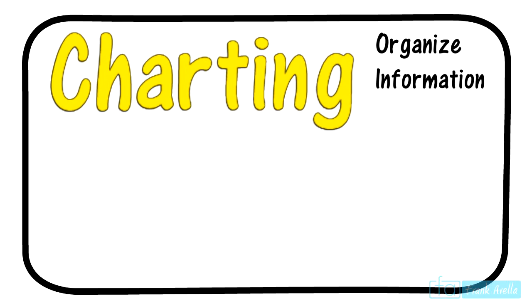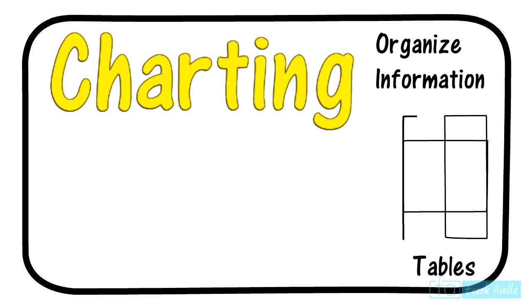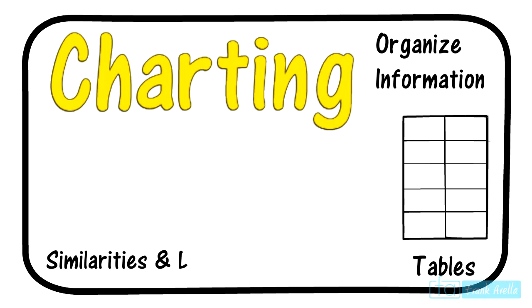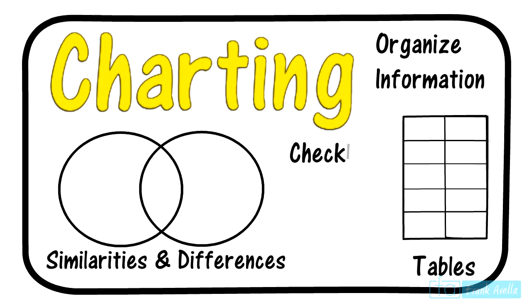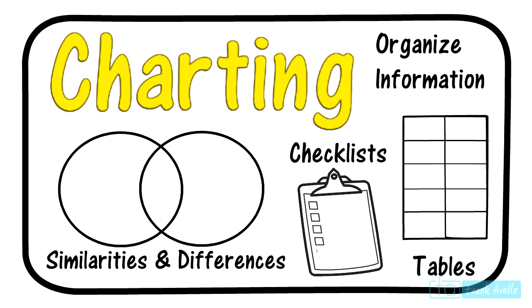It is primarily used to organize information. One way to chart information is through tables. Tables are used in many different subjects, each time organizing information. Identifying similarities and differences is another way to chart. The use of similarities and differences is one of Robert Marzano's high-yield teaching strategies. Checklists also chart information as a sort of classification method, where information is easily sorted and recognized.